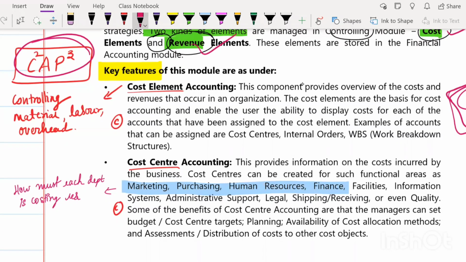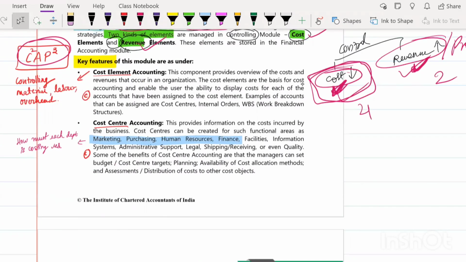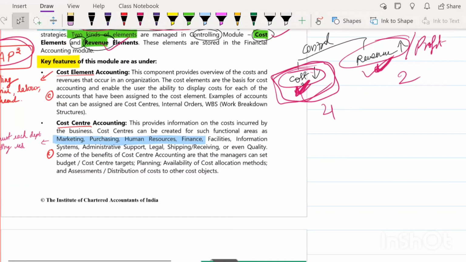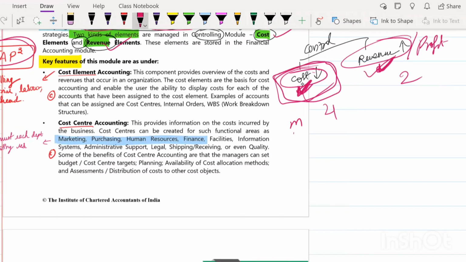So this is the short form. Here we will start studying how the controlling will happen, the key features. The first is cost element accounting. In a general sense, if you have to reduce the cost, you will look into your material cost, your labor cost, your overhead cost. All these costs you have to keep in control. These are your cost elements.